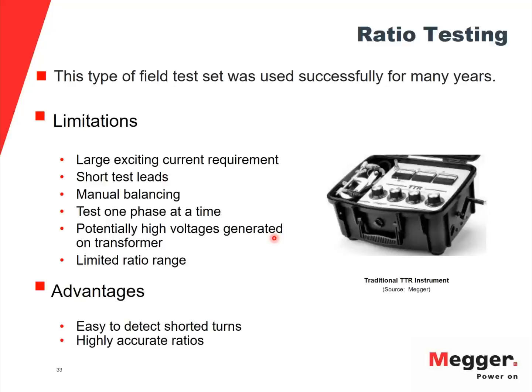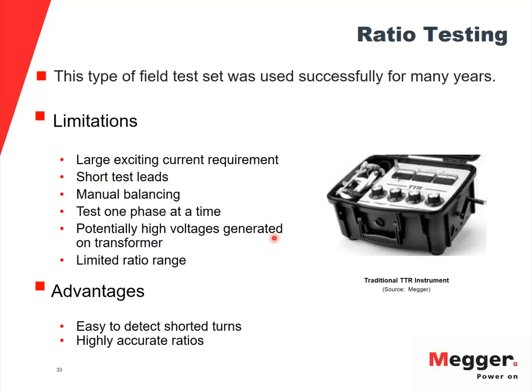But because this was a single-phase unit, you would have to move the leads around. It was a purely manual test where you had to change the dials to get the null detection, so it was time consuming. It relied upon the operator's knowledge to use the instrument correctly. And because we were applying the voltage on the secondary side, you would develop high potential on the primary side. So those were some of the limitations of the unit.